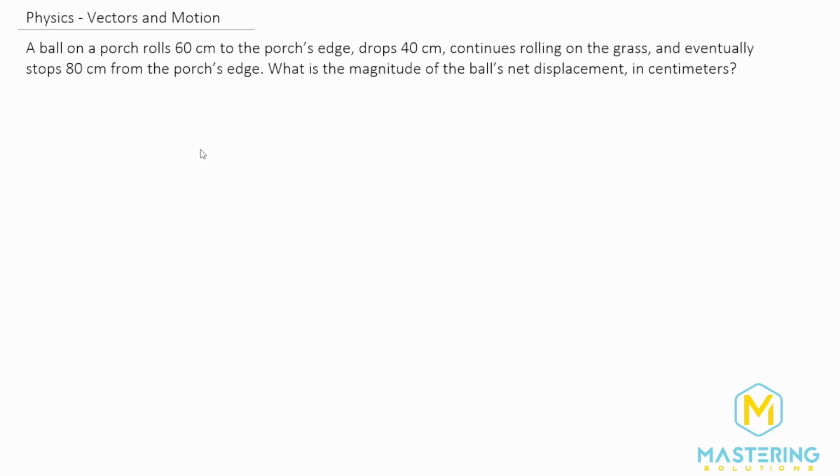In this vectors and motion problem, they want us to figure out the displacement of the ball. This problem in the book says that it's very difficult, and it is, but only because the picture is so confusing. So let's draw the picture out to make sure we understand what's happening.